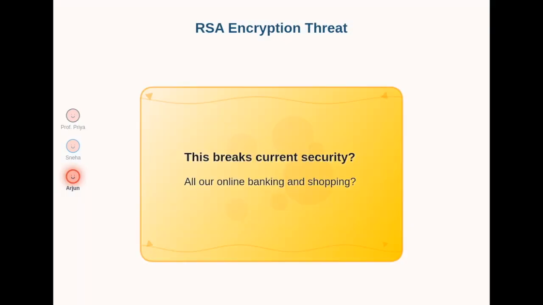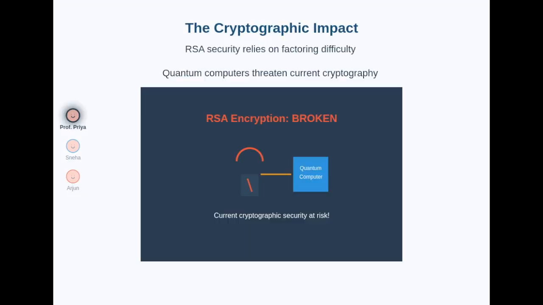Wait, does this mean Shor's algorithm can break RSA encryption that protects all our online banking and shopping? Exactly, Arjun. RSA encryption's security depends entirely on the difficulty of factoring large numbers. A sufficiently large quantum computer running Shor's algorithm could break RSA encryption, threatening much of our current digital security.